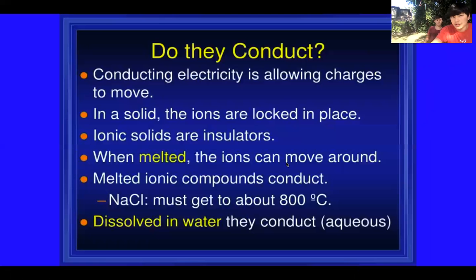But do they conduct? Conducting electricity is allowing charges to move. In a solid, the ions are locked in place and cannot move, so ionic solids are insulators. When melted, the ions can move around freely, so melted ionic compounds can conduct electricity. If they dissolve in water, they can also conduct electricity. This is called an aqueous solution.